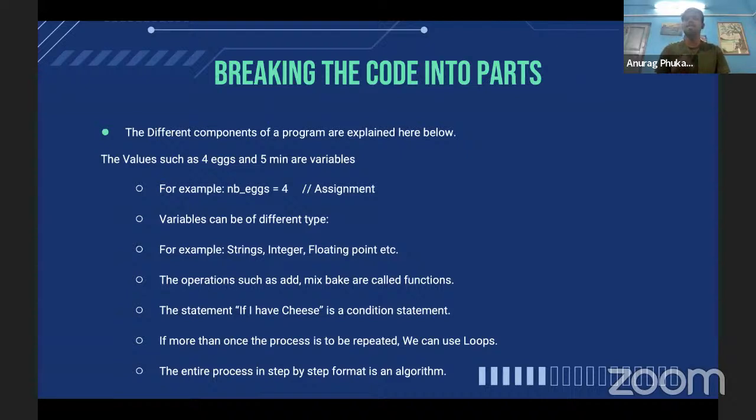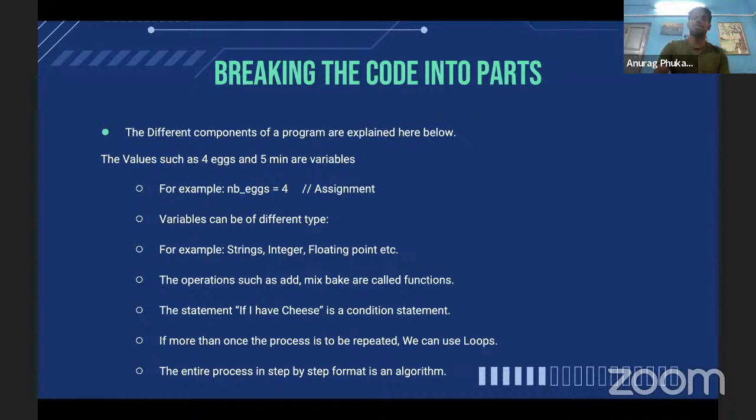That is the reason we need to specify the data type. Suppose we are selecting two variables and we have to find the sum of two numbers. In order to find the sum, we need two digits. We don't need two characters, right? So we have to assign digits to the variables so that they can be added. This is the reason these data types are very important: strings, integer, floating point, etc. Now, moving on, the operations such as add the numbers, mix and bake are called functions.